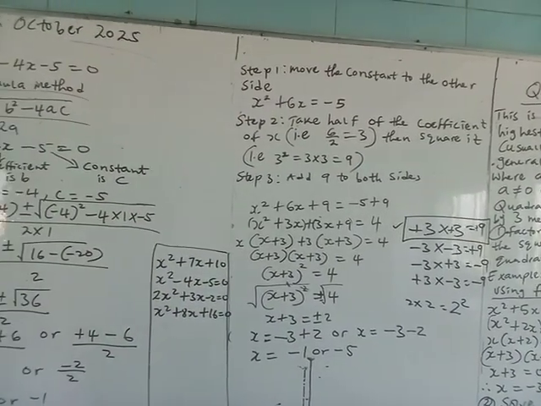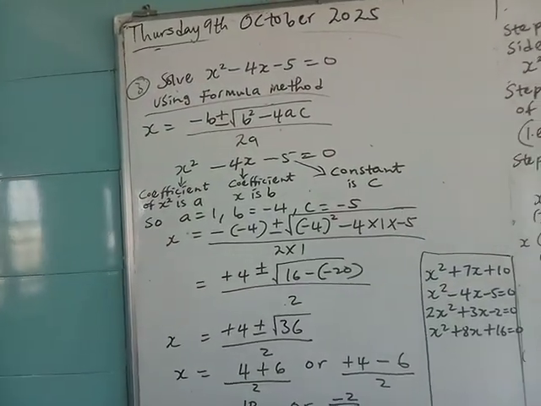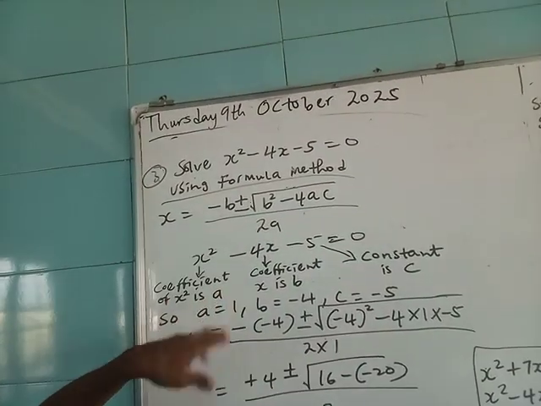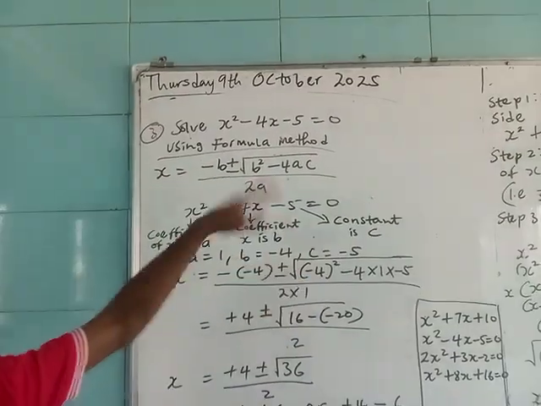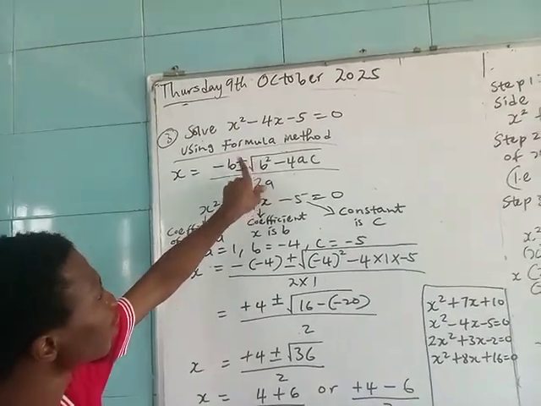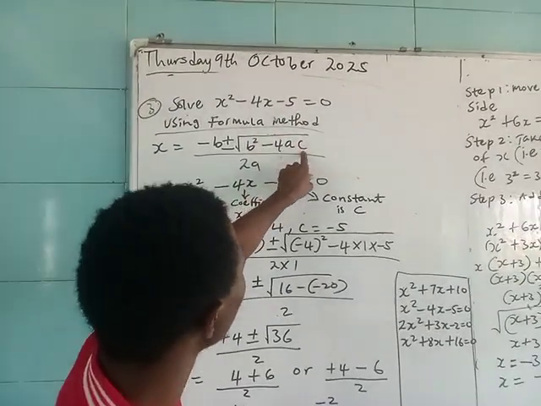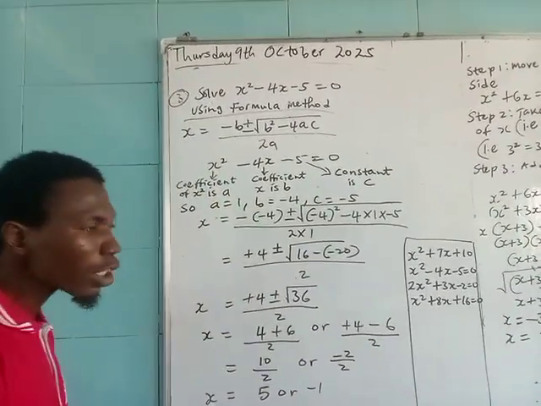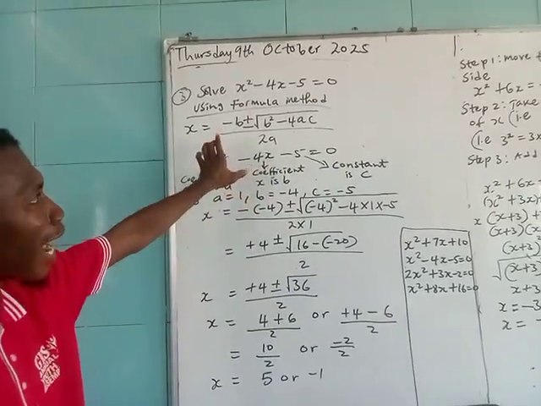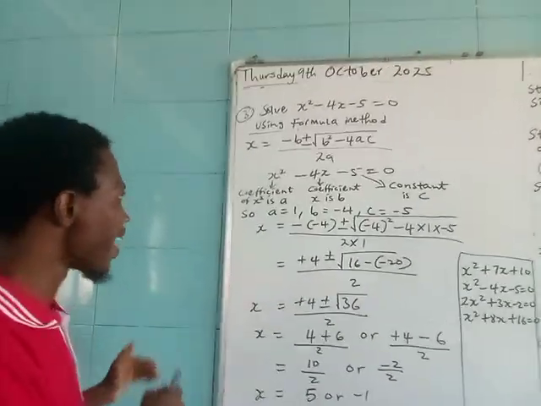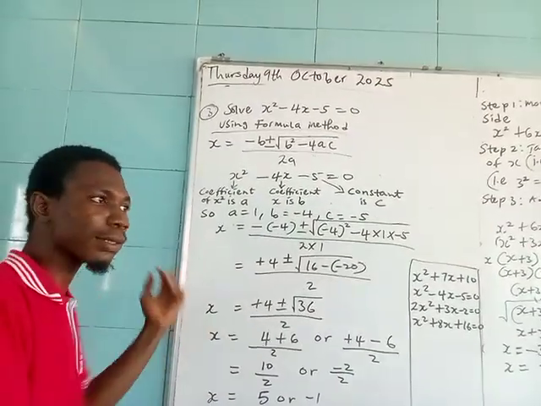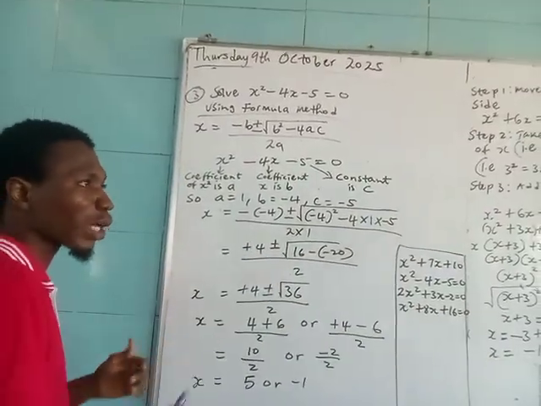Then I'm going to look at the last method, which is using the formula method. Using the formula method is just using a formula to solve everything. And the formula is given by x equals minus b plus or minus the square root of b squared minus 4ac, all over 2a. This formula is derived from the completing the square method. But I'm not going to explain how the formula is derived. Maybe in subsequent videos I might do that.